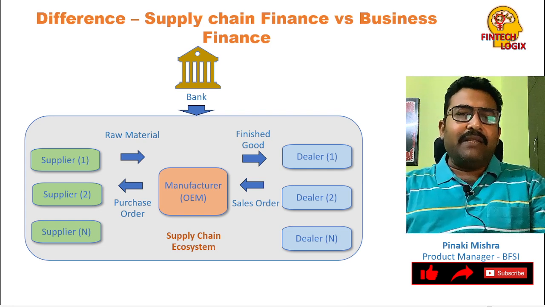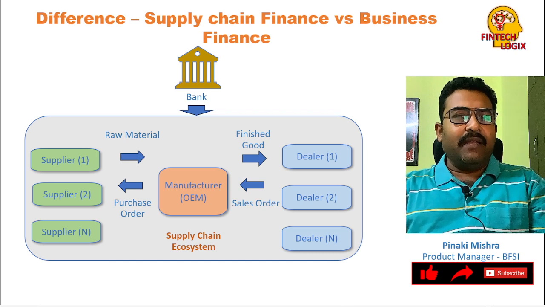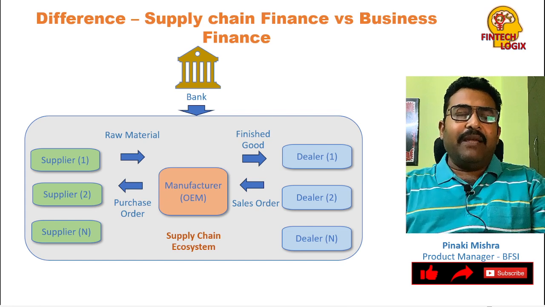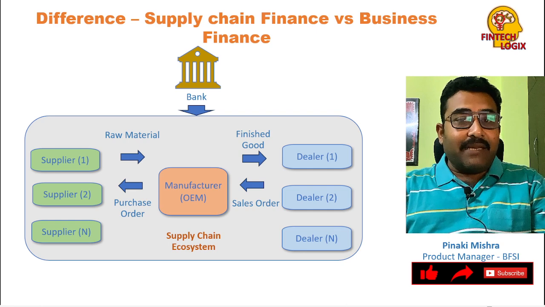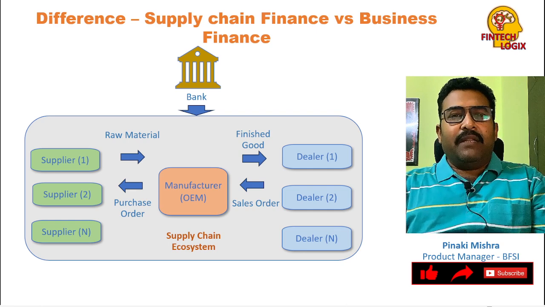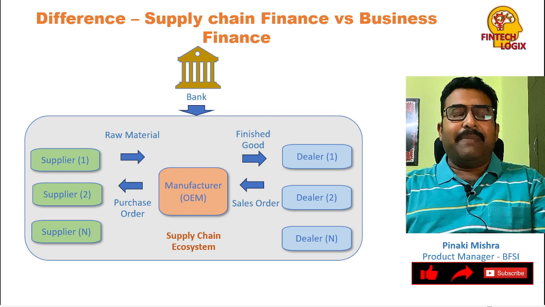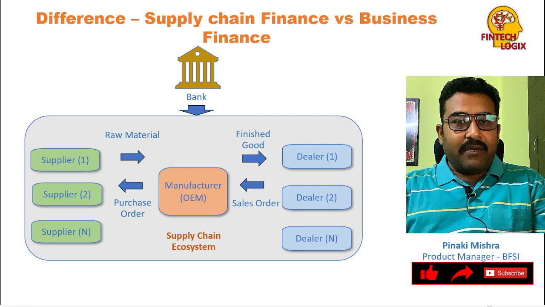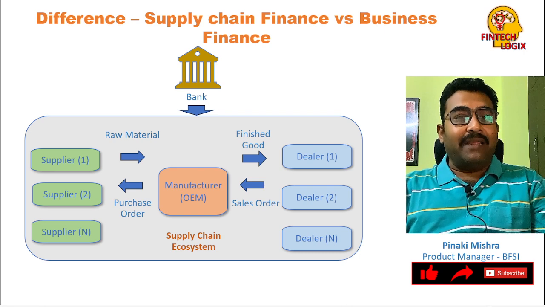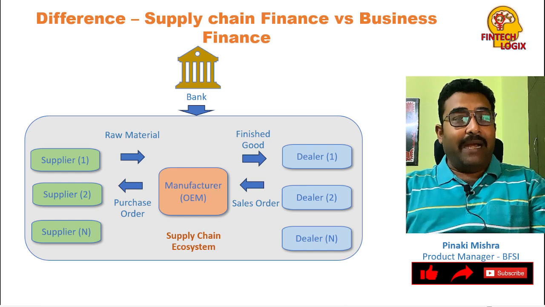Now what is the thing that makes supply chain financing a little different from business financing? So the basic thing which makes a huge difference in this case is that in case of supply chain financing, the entire unit, that means the entire supply chain, is transparent to, or looked on by, the funder or the lender.